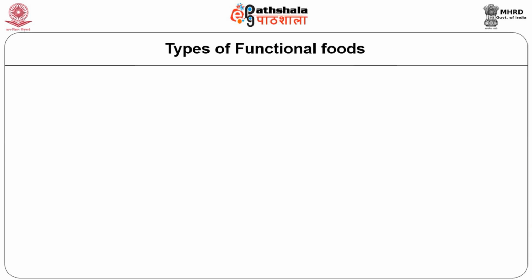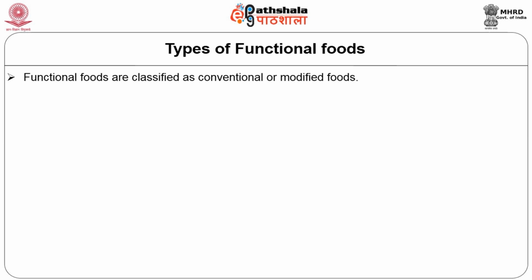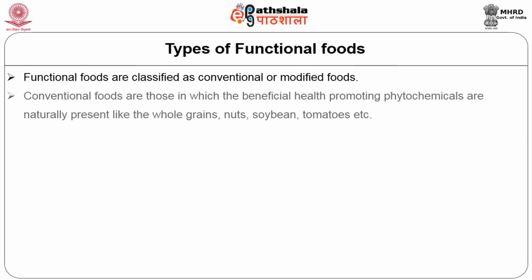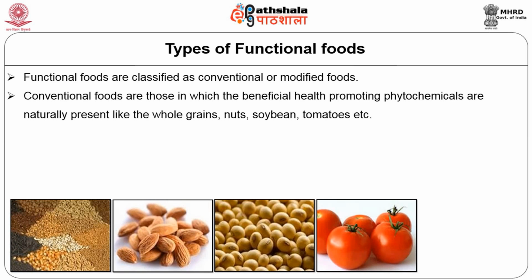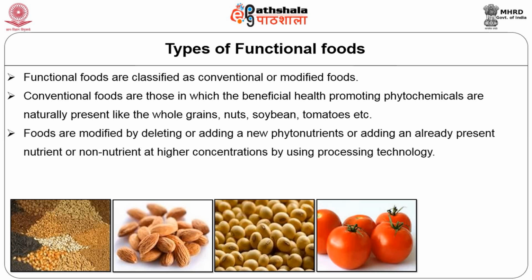There are different types of functional foods. They are broadly classified into two, that is the conventional or the modified foods. Conventional foods are those in which the beneficial health promoting phytochemicals are naturally present, like the whole grains, nuts, soya bean, tomatoes, etc. That is, the whole food itself has some nutrients or non-nutrients, both, which are of some benefit to boost good health status.